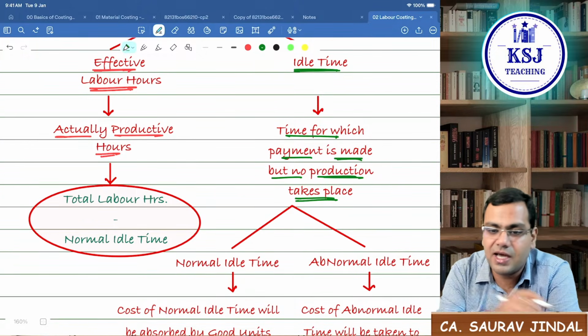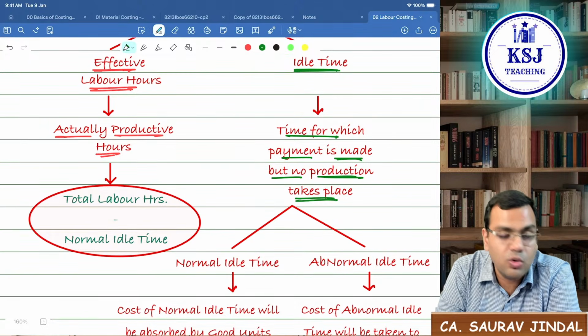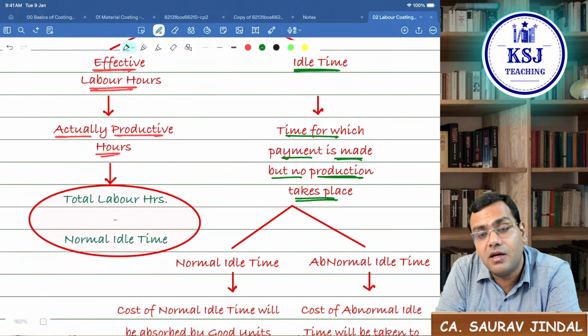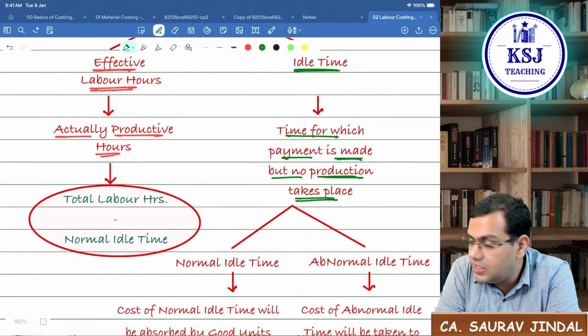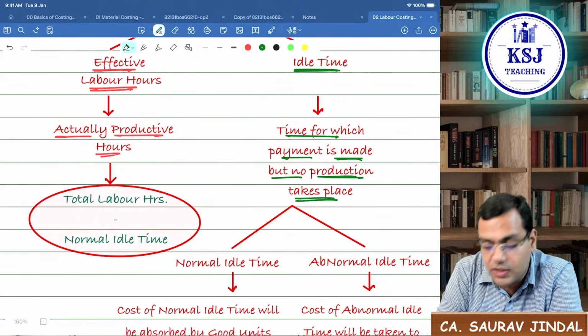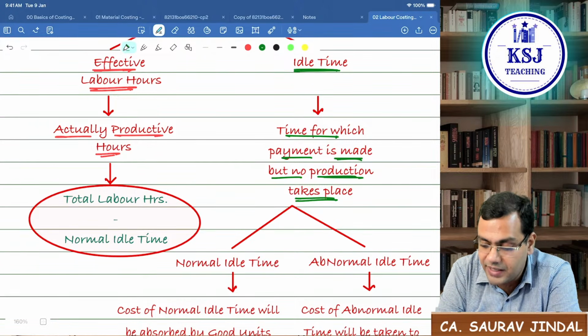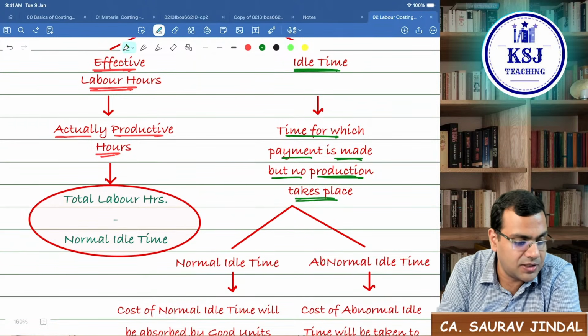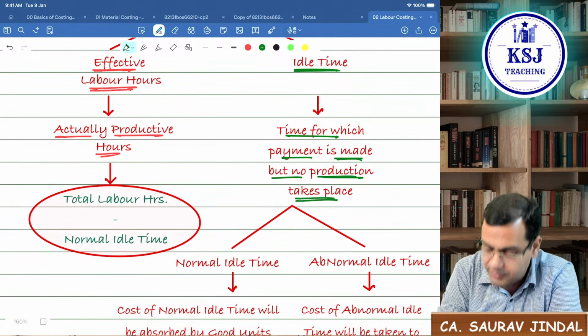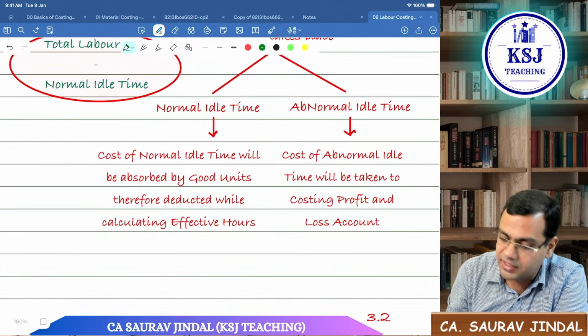Now, if a worker is having some lunch, some tea, coffee, some rest, will you deduct the money for this part? Will you say, okay, you were having lunch, we will deduct the money? Absolutely no. So this is your idle time, the time for which the payment is being made but no production takes place. Clear? Now this idle time is further divided into two categories.